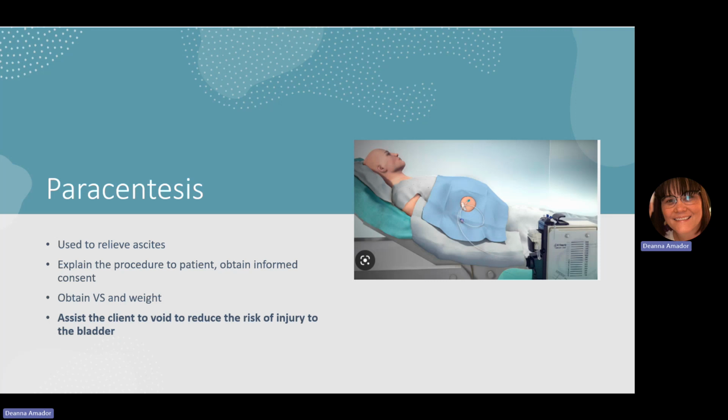So obviously, if somebody was having this done, they would need a consent because they're inserting a needle into the cavity there. They're awake, like I said, for the paracentesis. Sometimes they can sedate them, but they're still awake. And obviously, since they're inserting this needle, it would be extremely important to have the client void to reduce the risk of injury to the bladder prior to having this done.